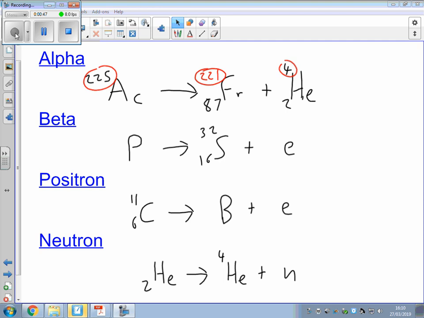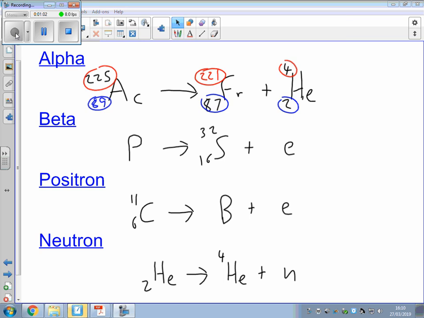Then on the bottom line, the atomic number of the actinium has got to be equal to 87 plus 2. So that is just 89 there.